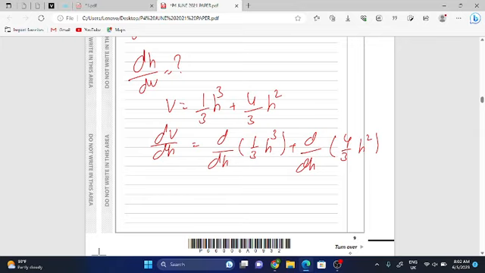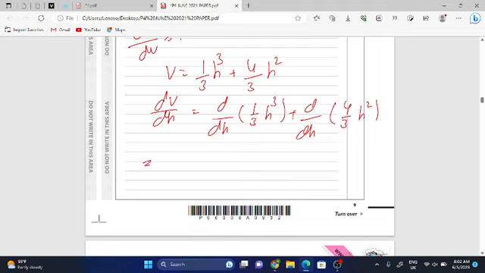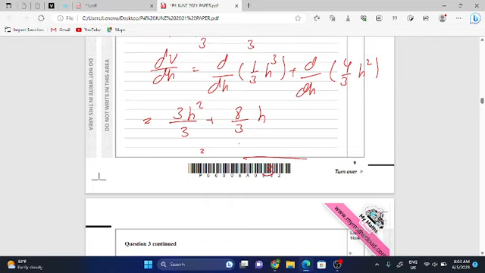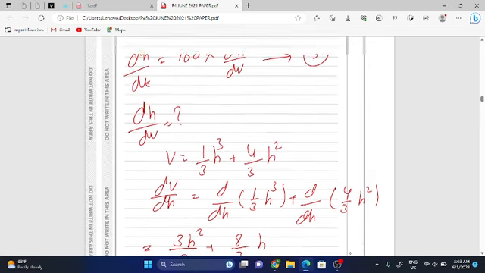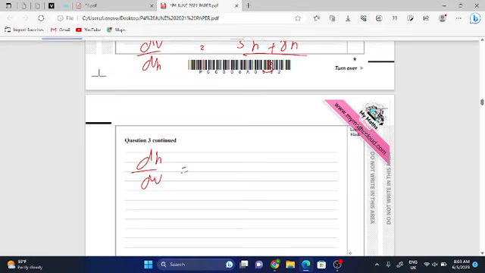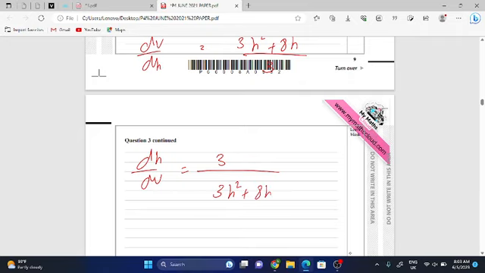Just use the property of derivation, nothing else. So it gives you 3 h square divided by 3, by using the power rule of derivation, plus 8 by 3 of h. 3 can be taken as LCM, and at the numerator you have 3 h square plus 8 times h. So this is my dV by dH, and I have to find dH by dV, so I will take the reciprocal. dH by dV can be written as 3 divided by 3h square plus 8h.